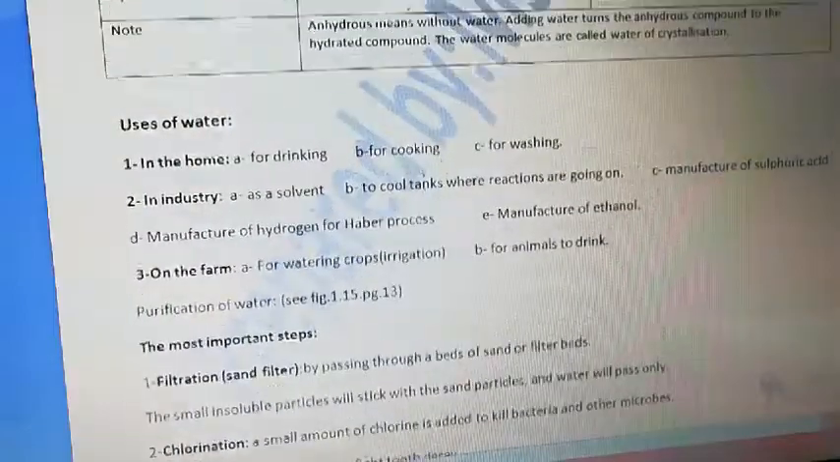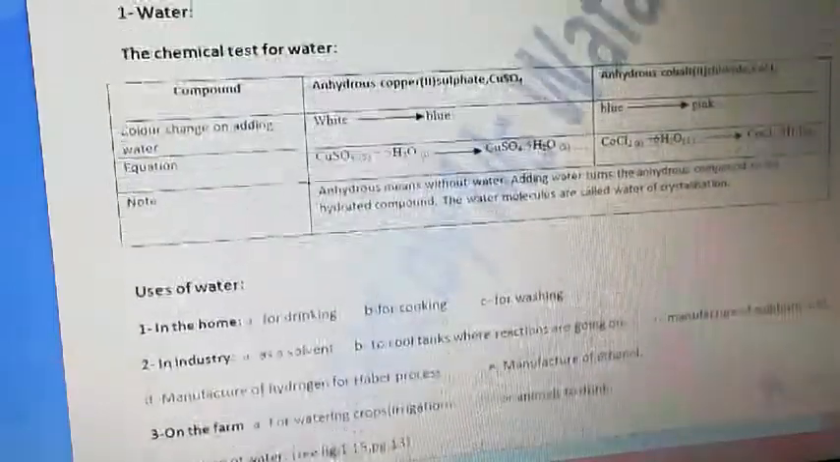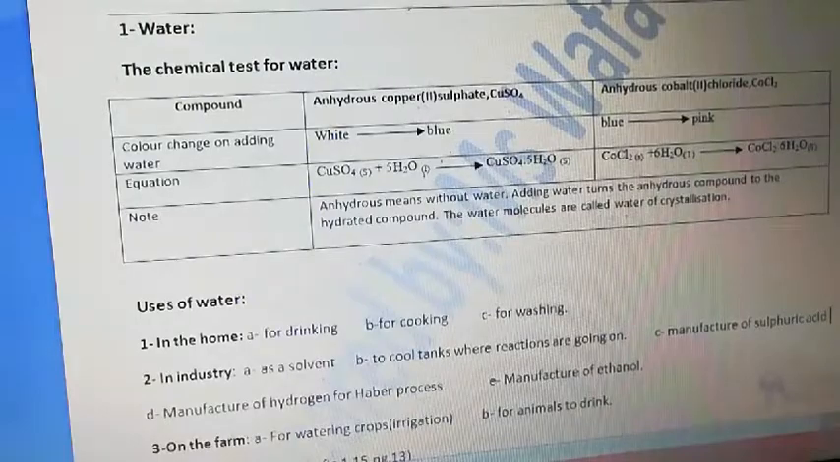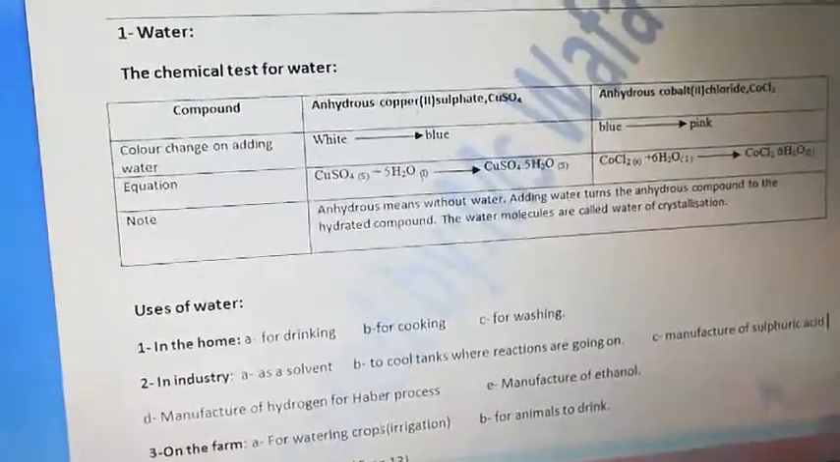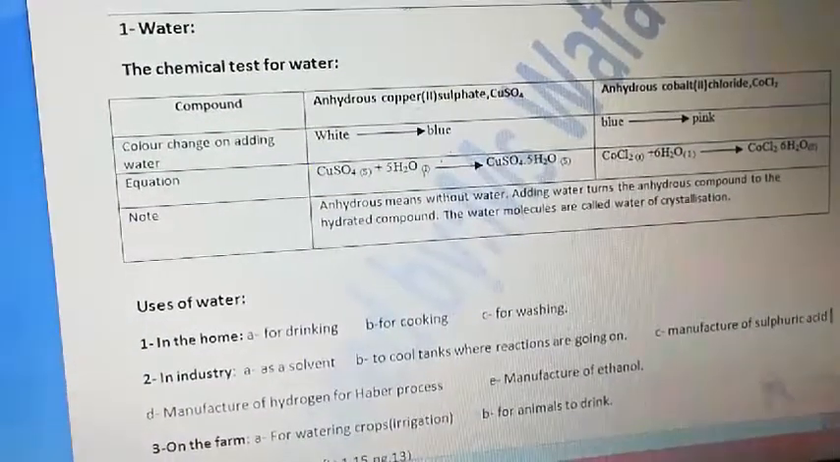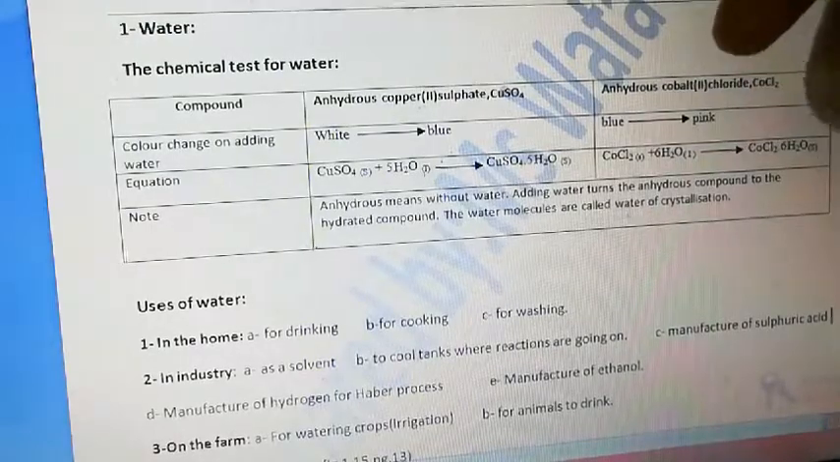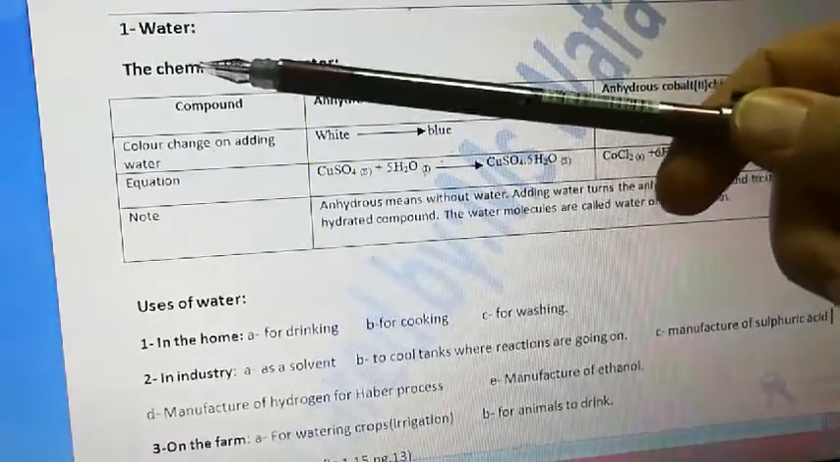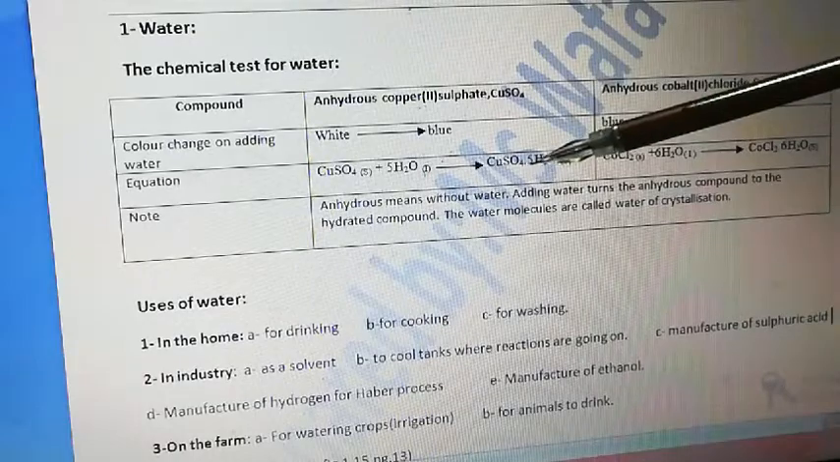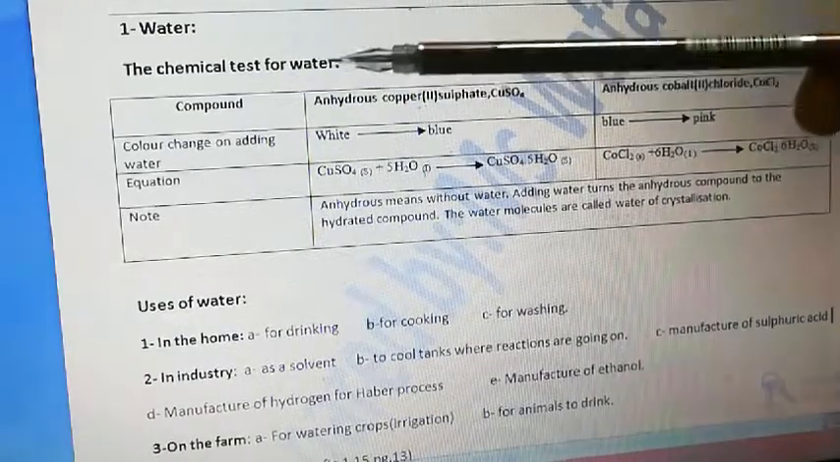Hi, my students. So let us start with the first topic in this chapter, which is talking about water. First of all, let us explain the process of doing the chemical test for water.